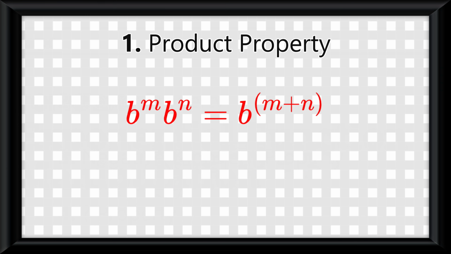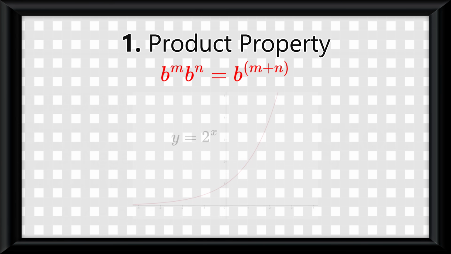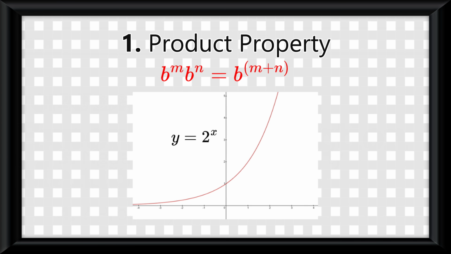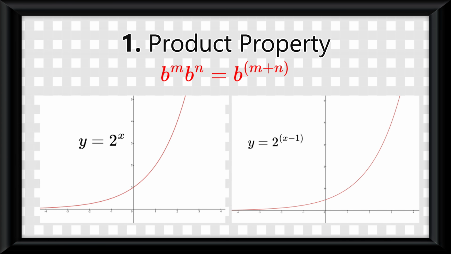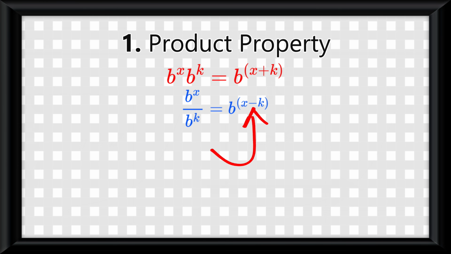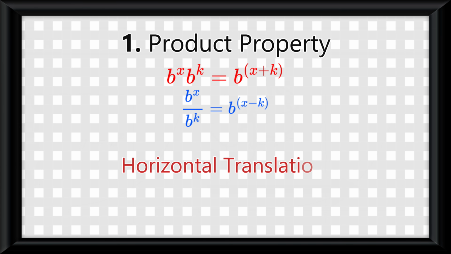To explain this one on a graph, we'll start with the parent function y equals 2 to the power of x. If we change this to y equals 2 to the power of x minus 1, we see the whole graph shift to the right by 1, making adding or subtracting anything from the x a horizontal translation of the graph.